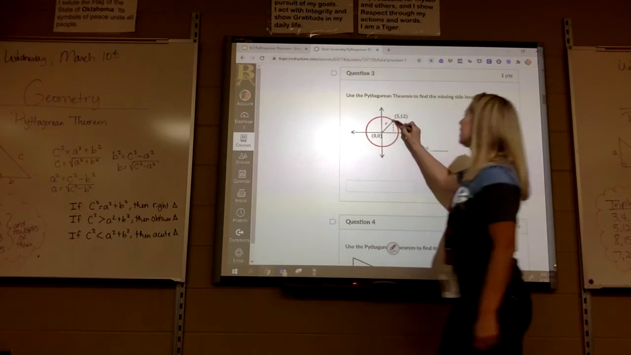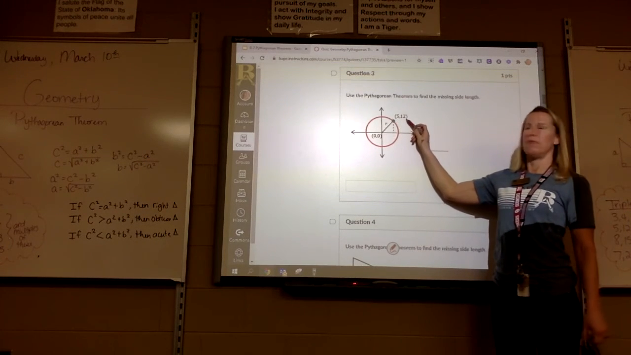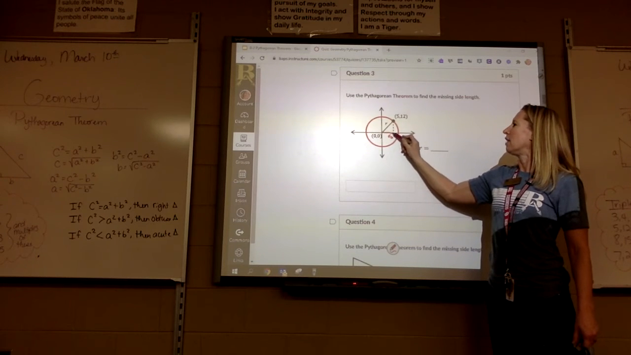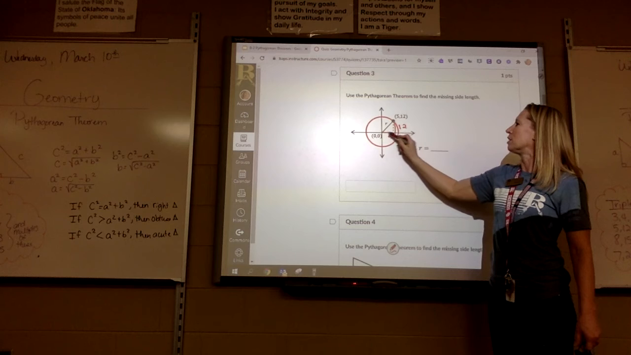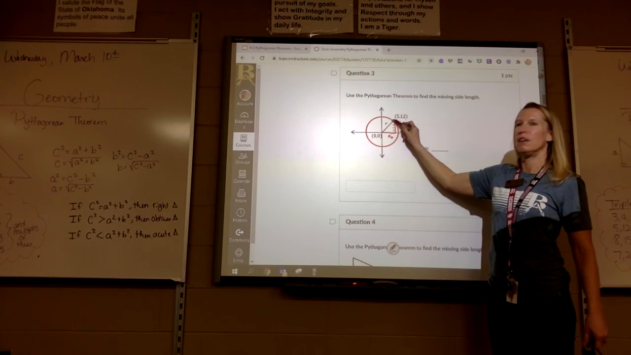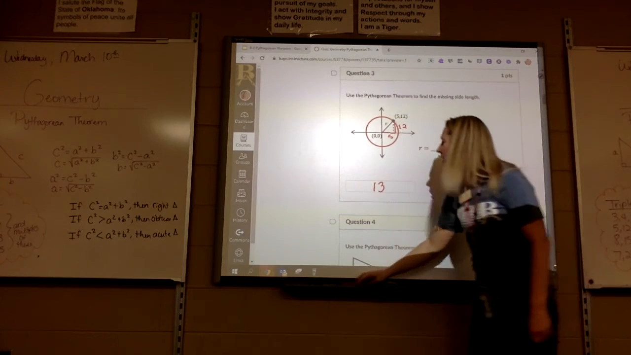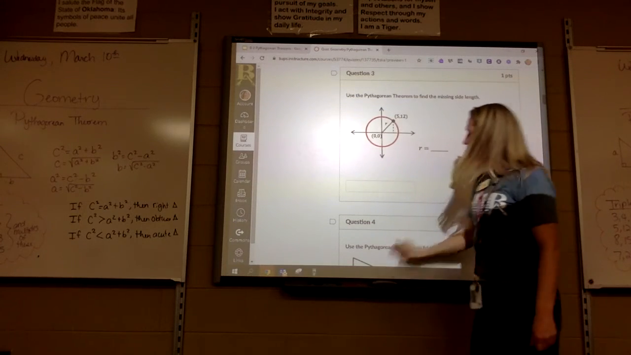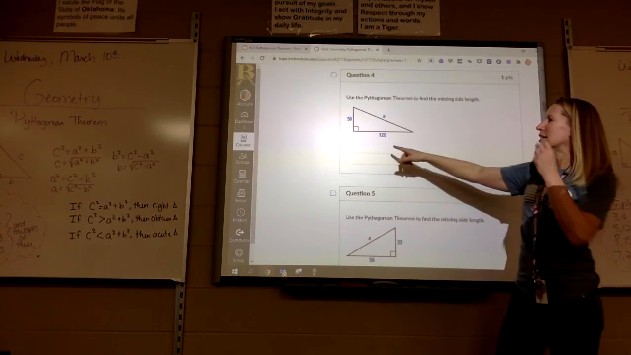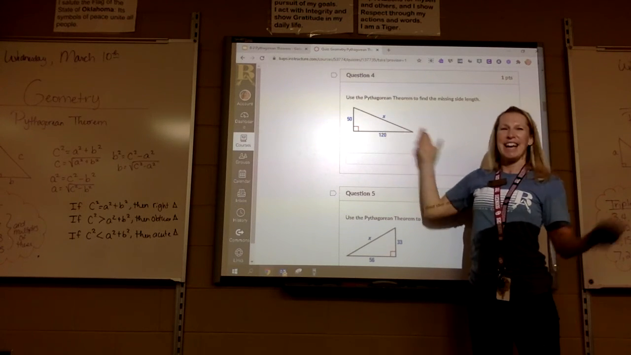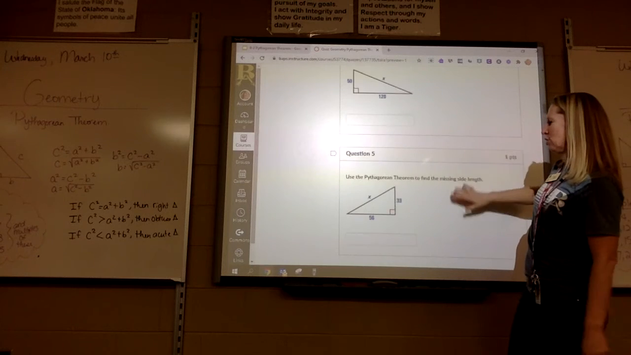So this point is located at 5, 12, which means I go to the right 5 and up 12. So it's a 5, 12, 13. The radius would be 13, yeah. Get in there. I like looking for the triples, so this is also a 5, 12. Yay! Doesn't it make it more fun to find the triples?